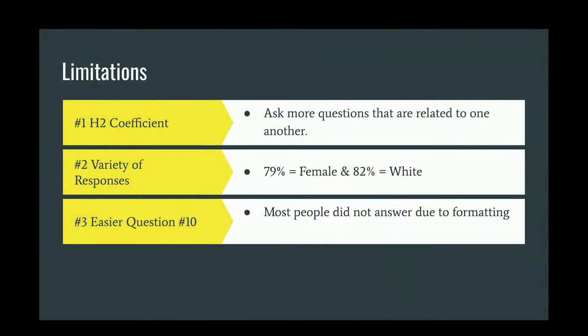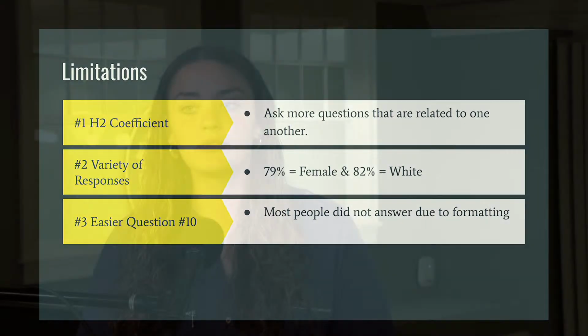Moving forward, some limitations of this study is my H2 coefficient. I should have asked more questions related to this. I only asked 2 questions about fact-checking habits and should have asked more to understand the actual habit, not just self-reported fact-checking.